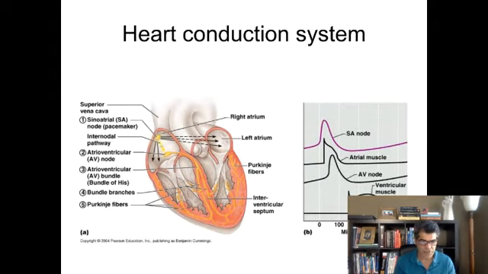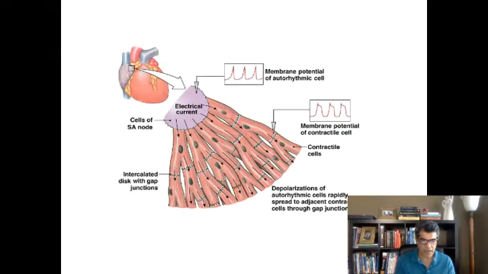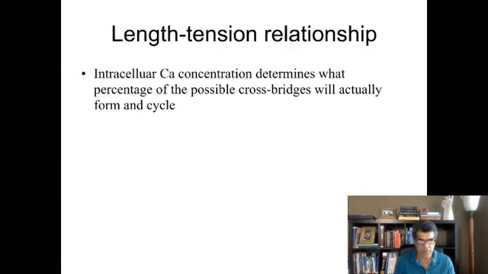In previous discussion, we talked about how this action potential is going to go from the SA node to the rest of the myocardial cells. And then we said when this action potential gets to a myocardial cell, this myocardial cell as a result is going to release calcium, and this calcium is going to cause cardiac muscle to contract. Today we're going to talk about the relationship between the length and tension.